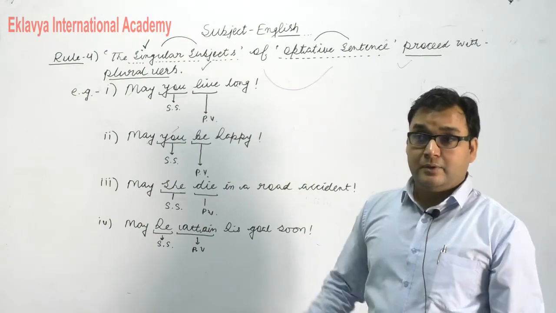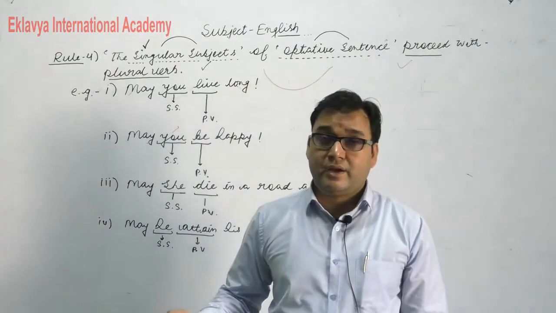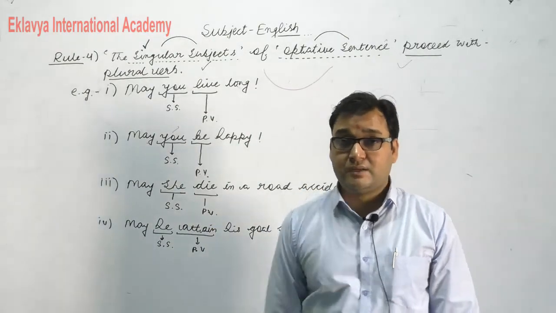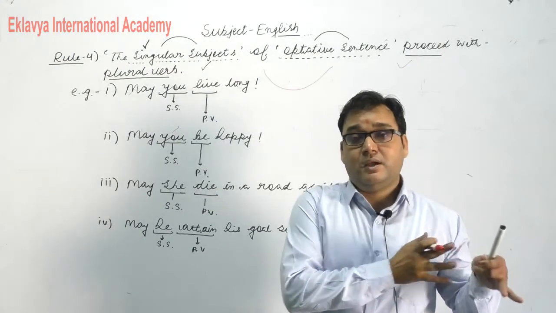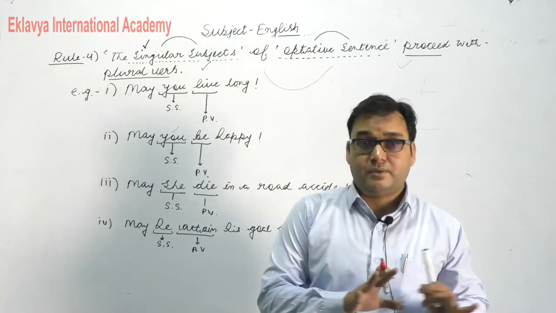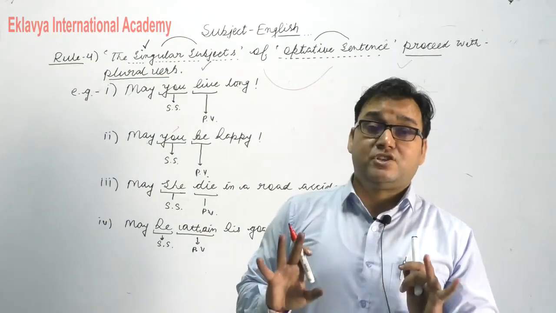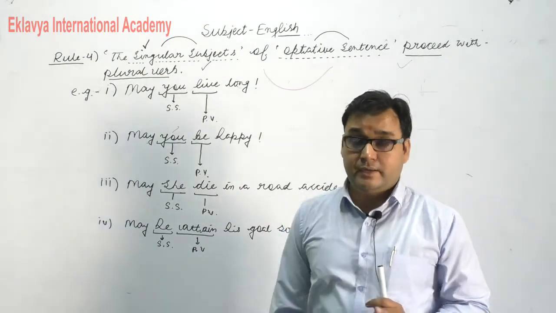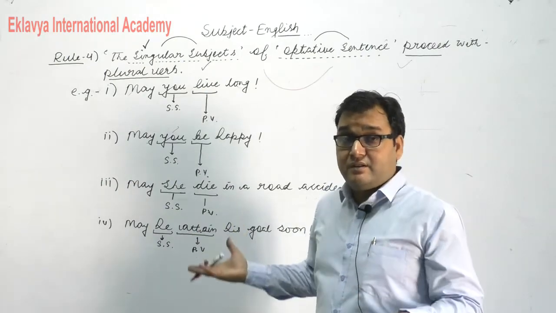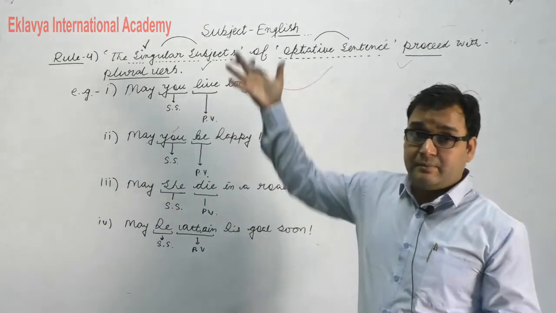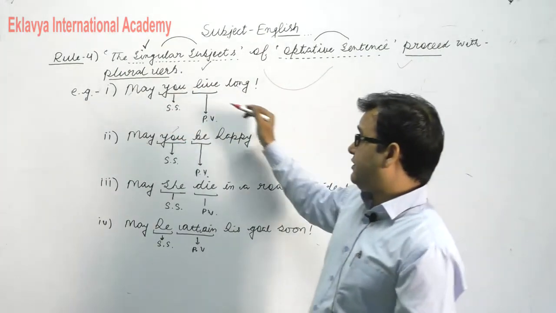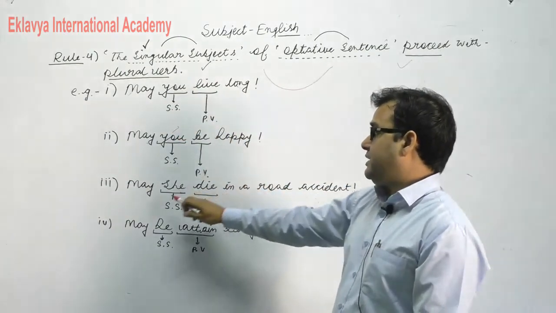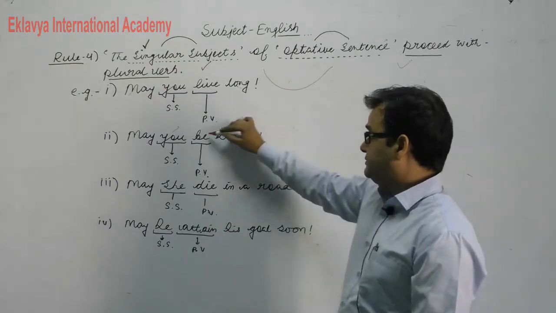That's the main thing, because at the very beginning of the chapter, I told you that generally singular subject proceeds with singular verb and plural subject proceeds with plural verb. That was the general sense of subject verb agreement. But here we have something quite different. Okay, let's have may you live long, may you be happy, may she die in a road accident.